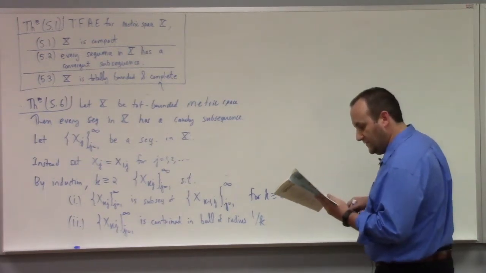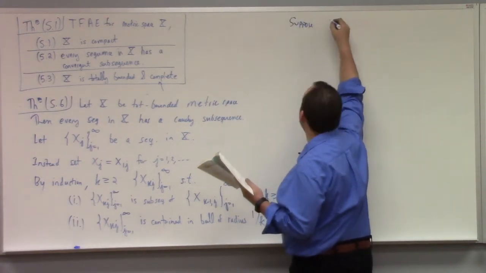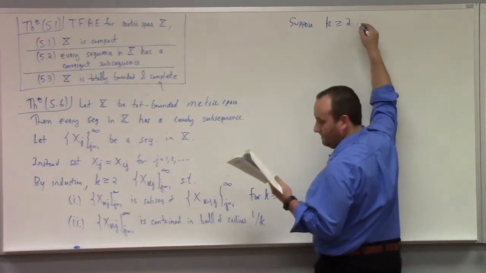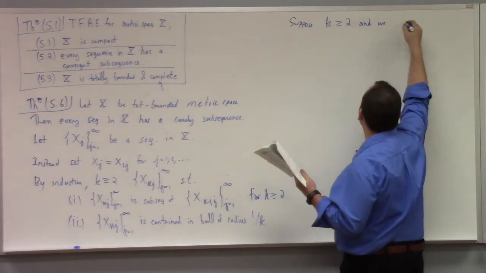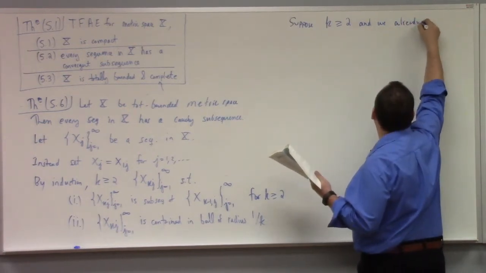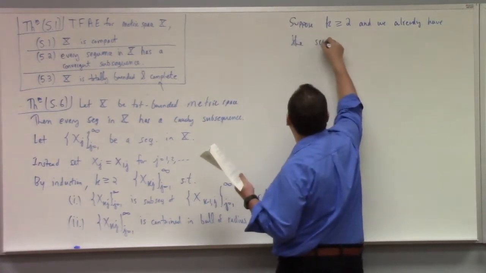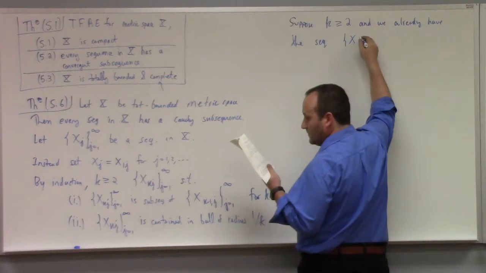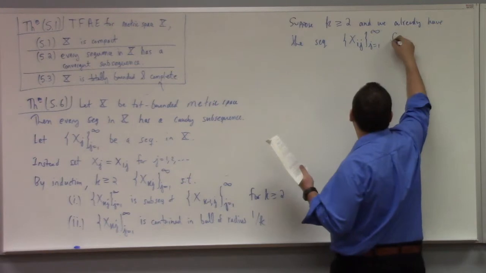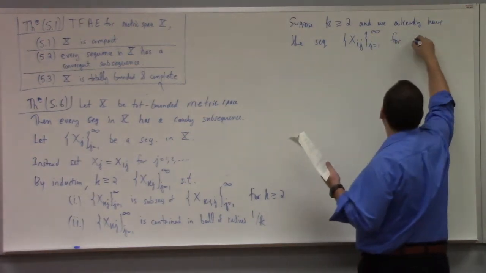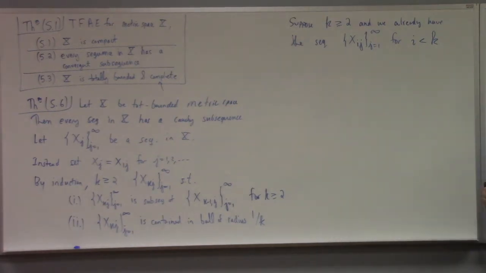He says, so suppose k is greater than or equal to 2, and we already have the sequences x_ij, j equals 1 to infinity, for what? For i less than k. So what's he doing? Looks like a strong induction, doesn't it? Yeah.